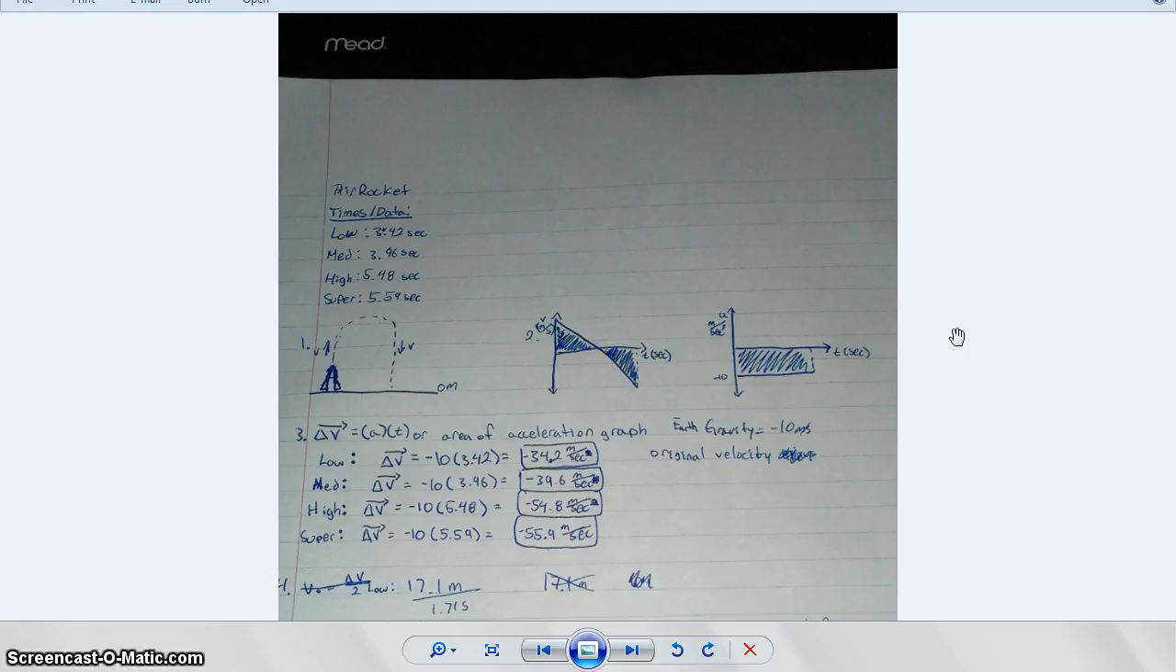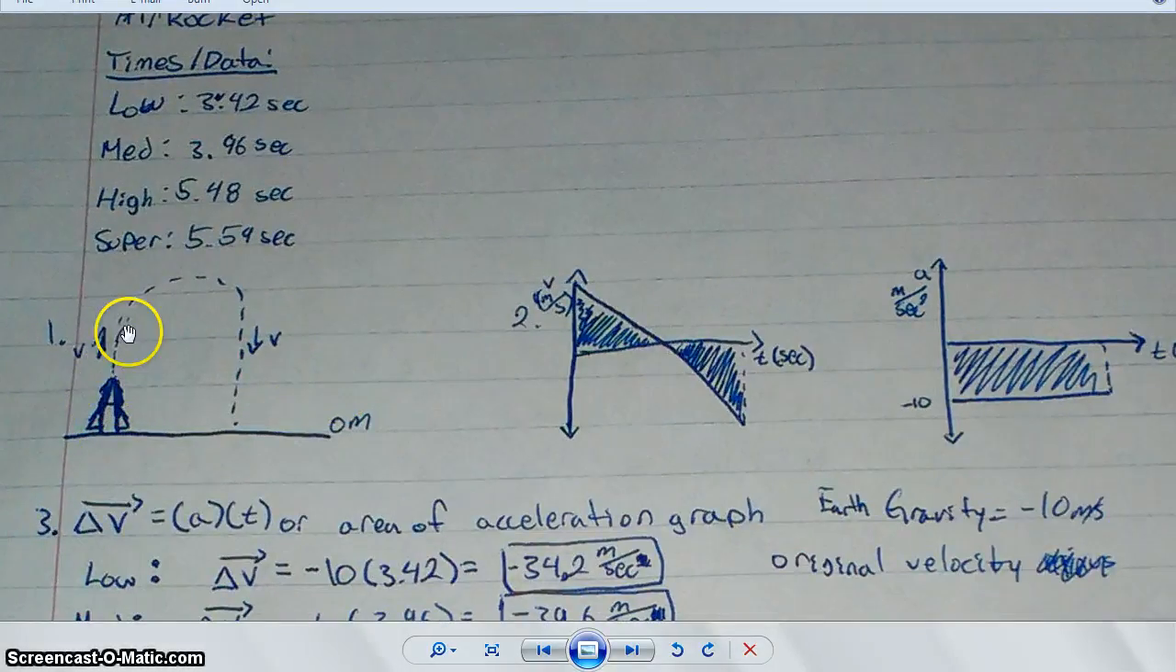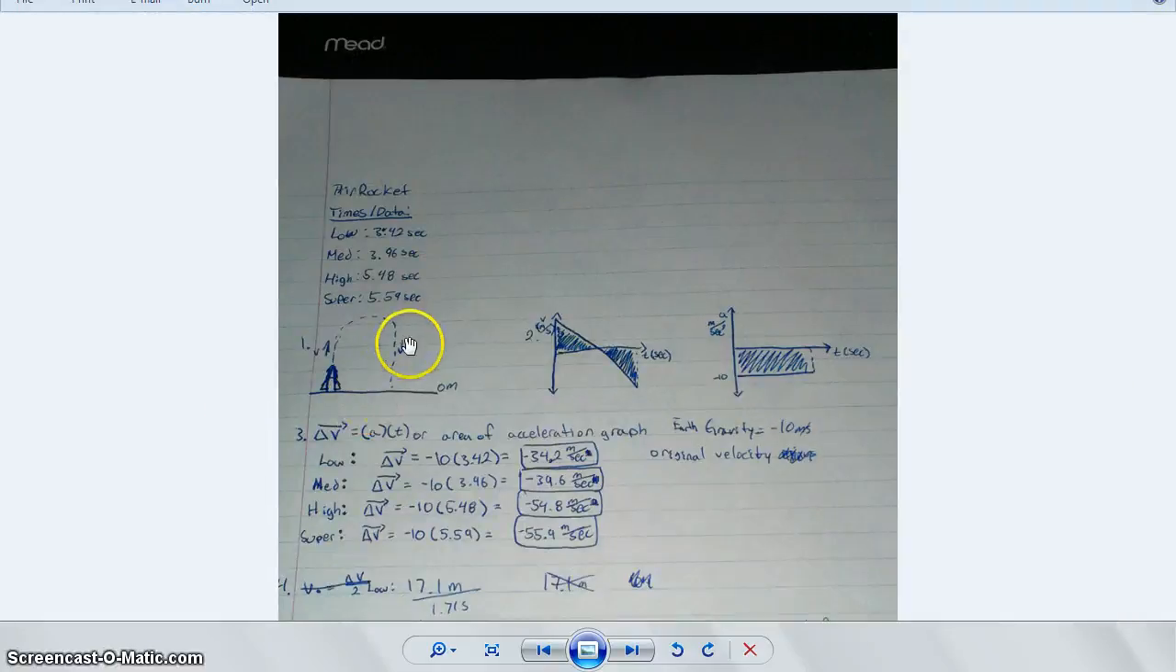So question number one was to sketch the diagram and basically show the motion. So here's the rocket, that little thing right there, and it basically goes up, slows down, and then comes back down and crashes. The data for it, which all had the same motion: the low one was about 3.42 seconds, the medium was about 3.96 seconds, the high one was about 5.48 seconds, and the super one was about 5.59 seconds. And that's to go up and come back down for each of them.